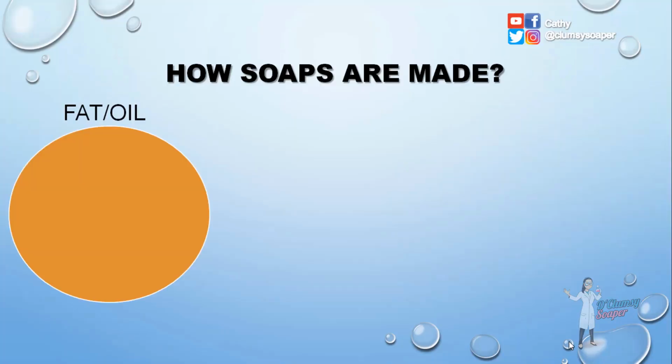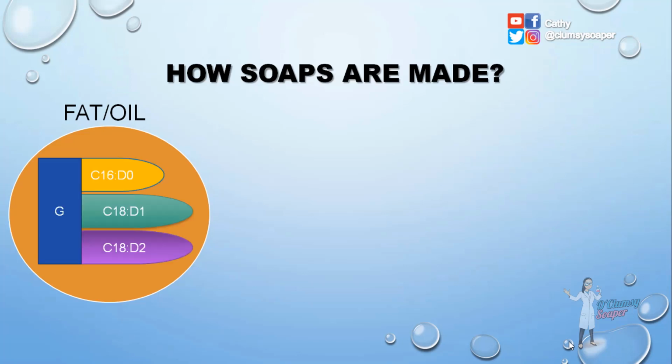I made a very simple illustration so that it would be easier for you to visually understand what I am trying to explain. Let's say this orange circle is our fats or our oil. Inside the fats or oil is a triglyceride. This serves as a fingerprint, and as a fingerprint, let's say that this letter G is the glyceride backbone. And we have 3 fatty acids.